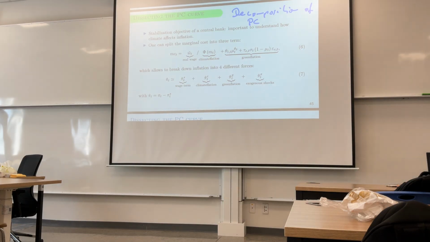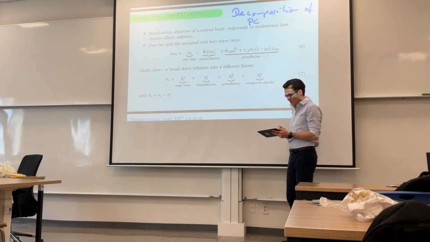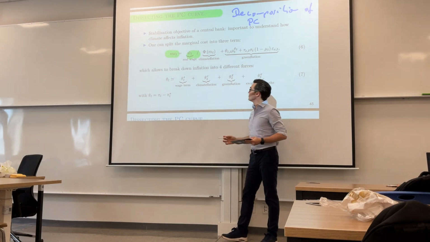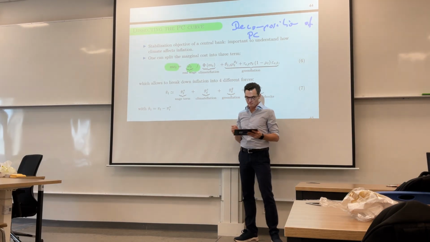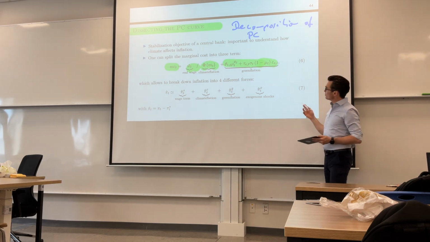So the way to think about this is that you can split the marginal cost term into essentially 3 elements. The first element is the real wage term. That's one part of marginal cost. And then we have these 2 extra terms. One is the climateflation part, and the other one is the greenflation part. So we have these 3 terms.